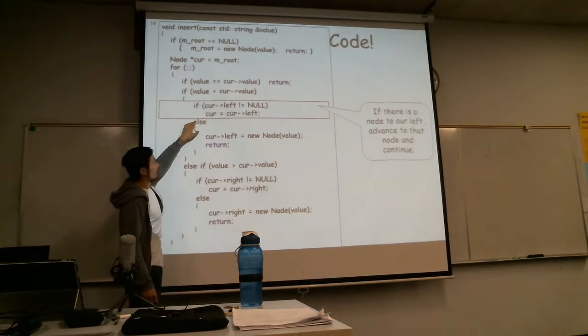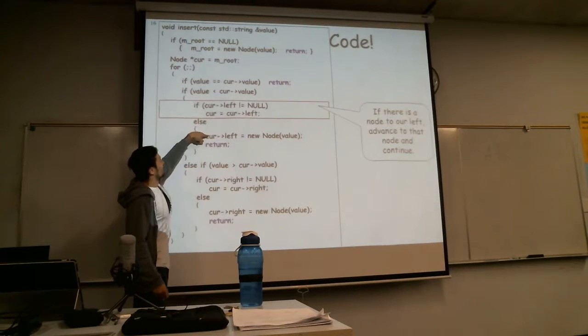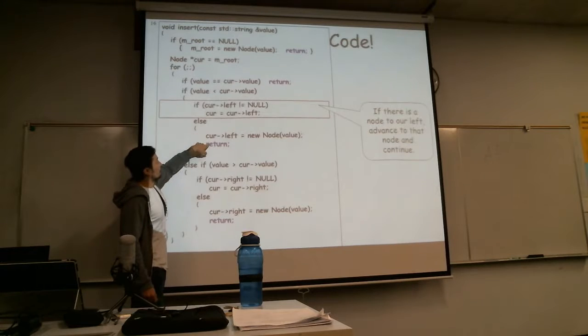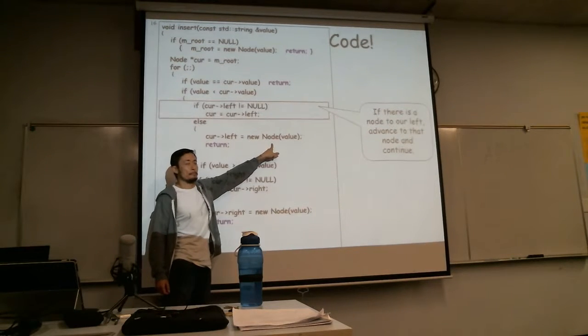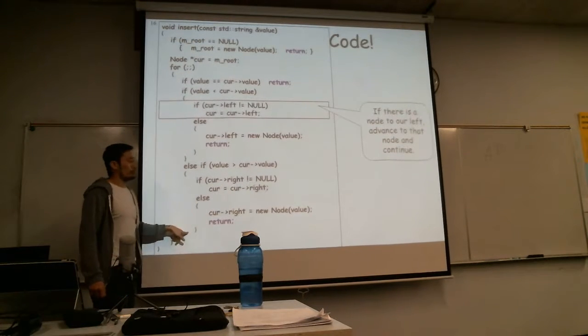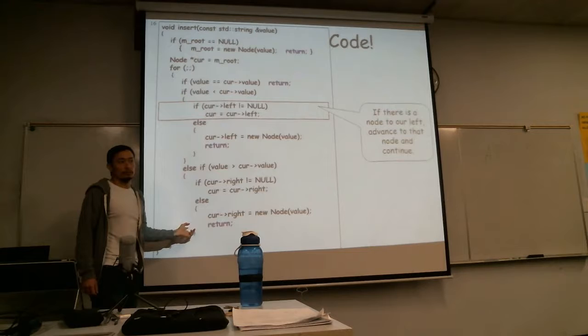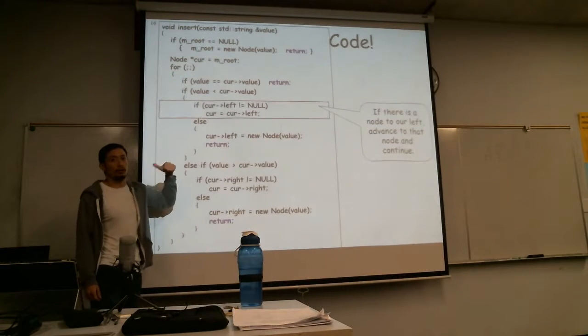And so otherwise, that means it is null if we reach this part. And so we just create a new node at that point, right? With a new value. And then we're done. And otherwise, we do the same thing for the right subtree. So this is pretty much a word-for-word translation of the slide with the algorithm.